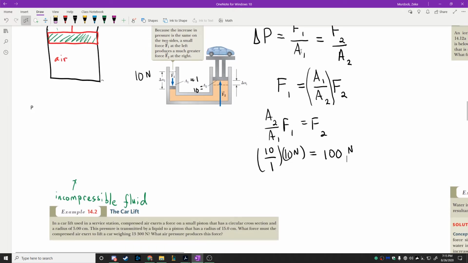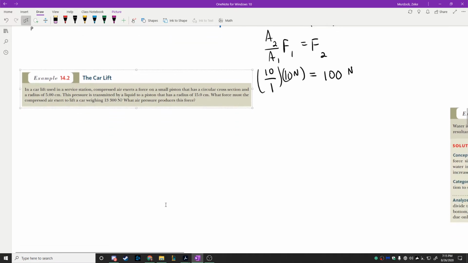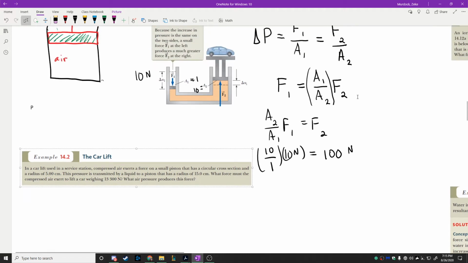Maybe some of you have hydraulic lifts to jack up your cars, or maybe you've used one at a service station before, or a mechanic shop. Anyway, does that make sense to you guys? Do you have any questions?